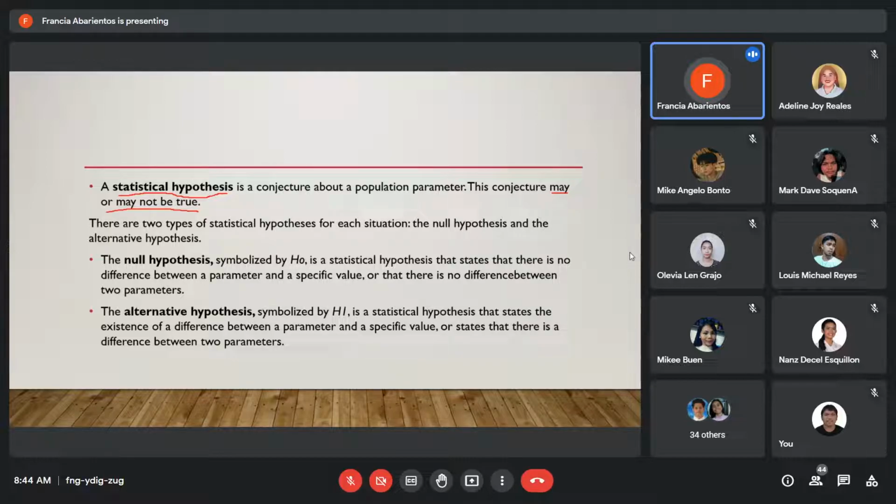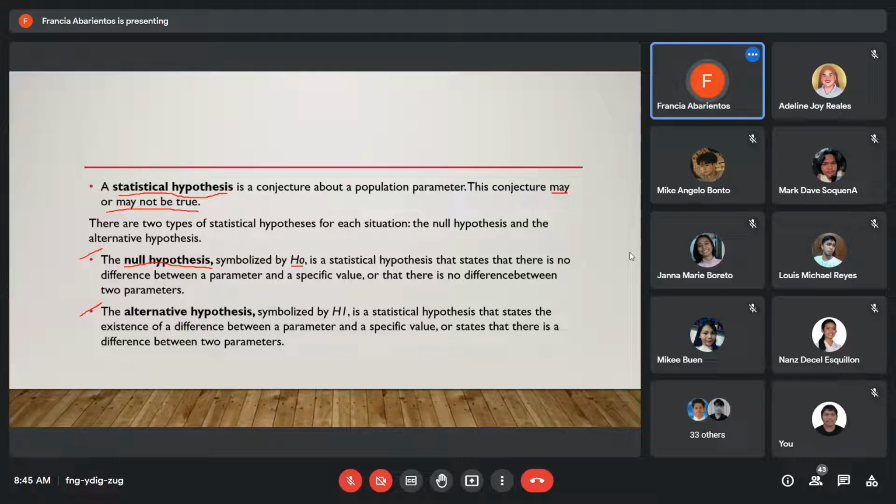Actually, class, alam nyo na to, the two types of statistical hypothesis for each situation. We have the null hypothesis and the alternative hypothesis. What is the difference between the null hypothesis and the alternative hypothesis? So kadalasan makikita nyo yung null hypothesis natin. We often see the symbol used in null hypothesis. So, symbols like H0, okay?